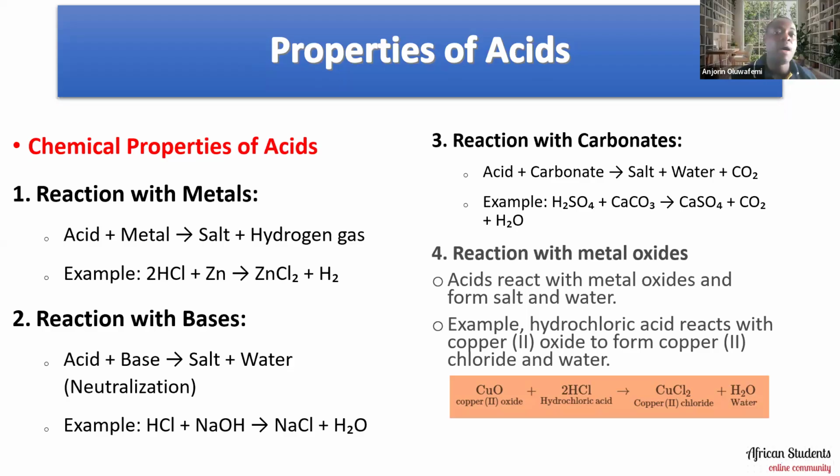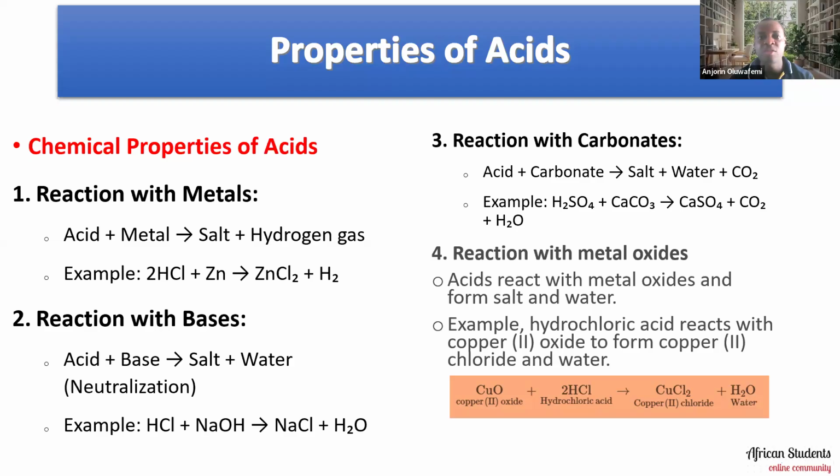Another chemical property of an acid is reaction with bases. We've talked about this before. When acid reacts with bases, they will produce what we call salts and water. And that reaction is termed neutralization reaction. So we call it neutralization reaction. An example is when we have HCl reacting with sodium hydroxide to give us sodium chloride and water. So that's a very good example.